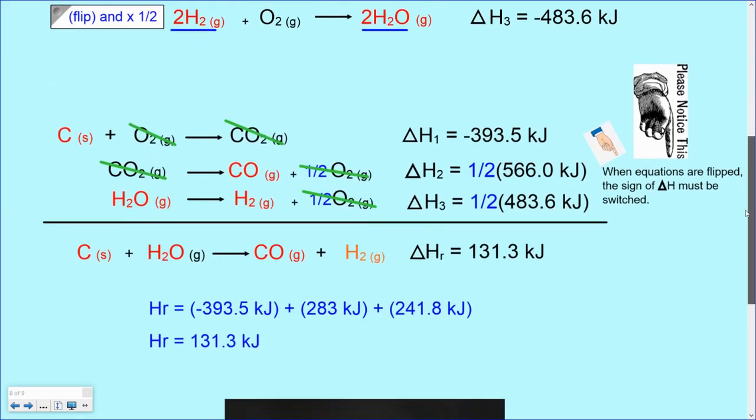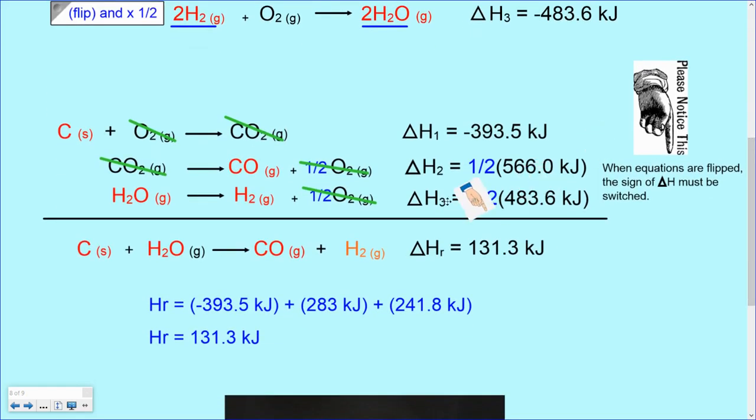So the final answer for this, I worked on the math down here. 1/2 times 566 is 283. Half times 483.6 is 241.8. I added them up, and the enthalpy of reaction for this is 131.3 kilojoules. In this case, it's going to be positive. That is how we do Hess's law.